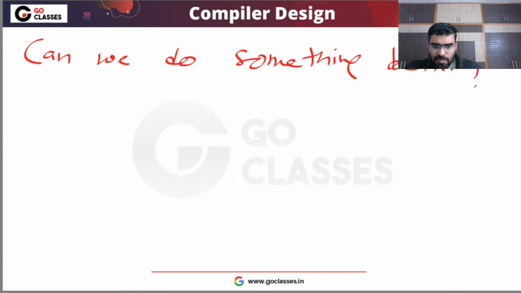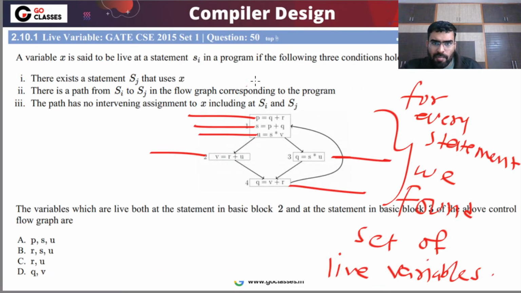For every statement we were finding, now my question is, can we do something better? Anyone want to answer this? Do you remember this question we have already solved? For every statement we found the set of live variables. Now what can we do better? The better thing we can do is just find for basic blocks. Don't find for each statement, just find for basic blocks.